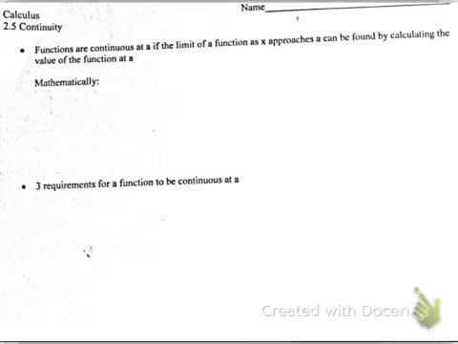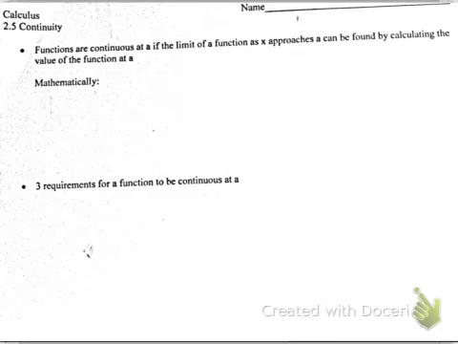Section 2.5 is on continuity. So we're going to talk about what makes a function continuous. The easiest thing to think about is a function is continuous if you can graph it without picking your pencil up. If I have to pick my pencil up to continue, then it is not continuous. So what are some things that would make it not continuous? A hole, or an asymptote, or a jump.